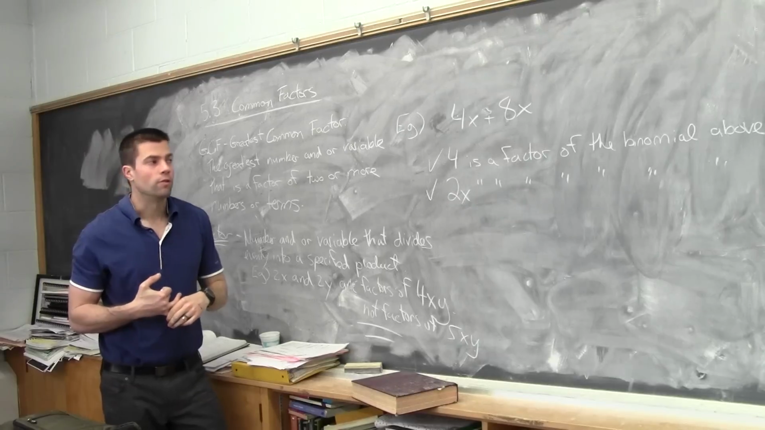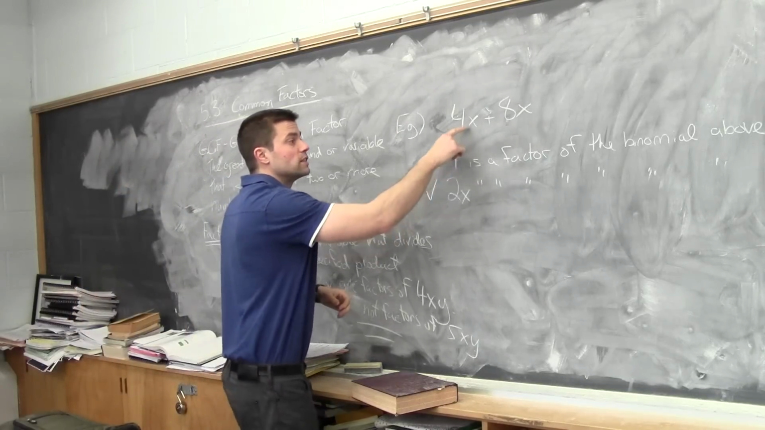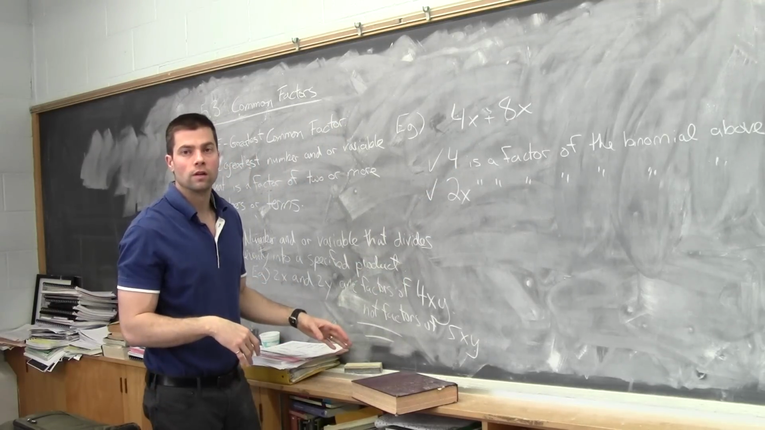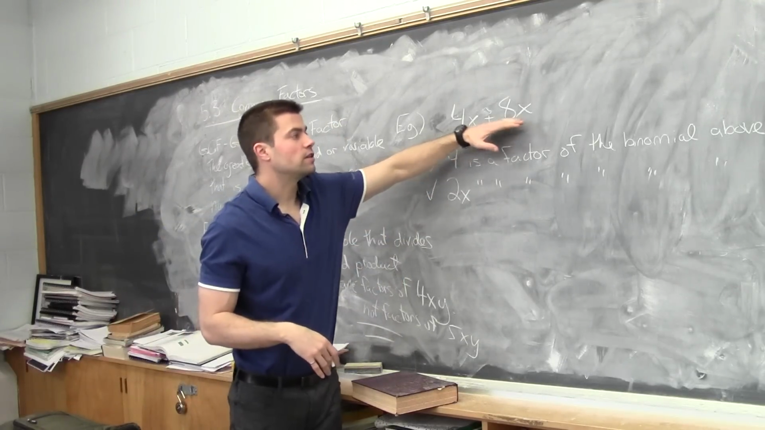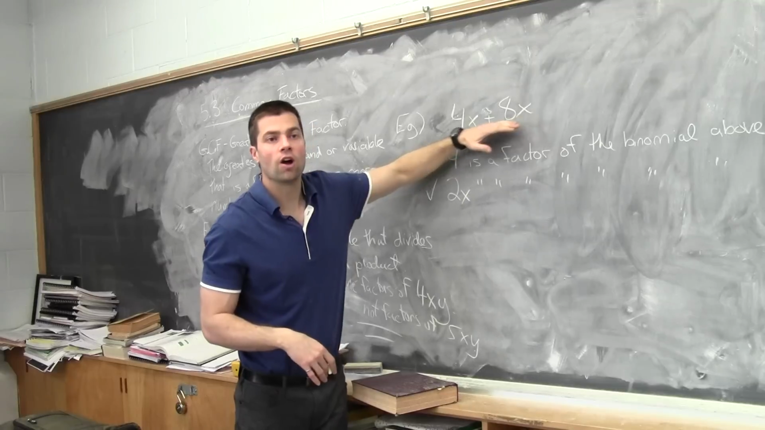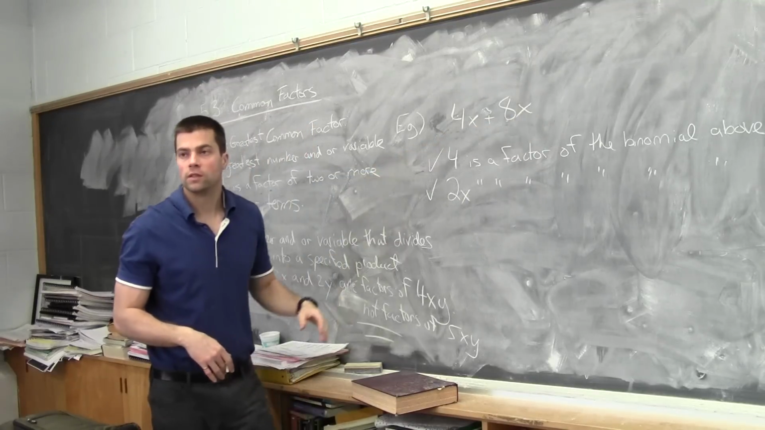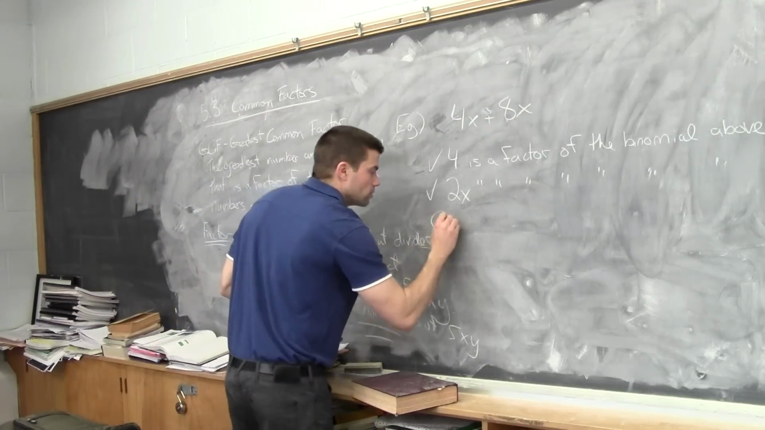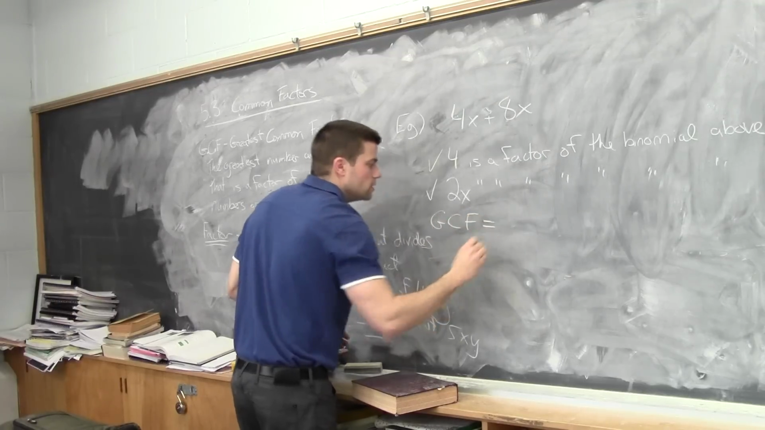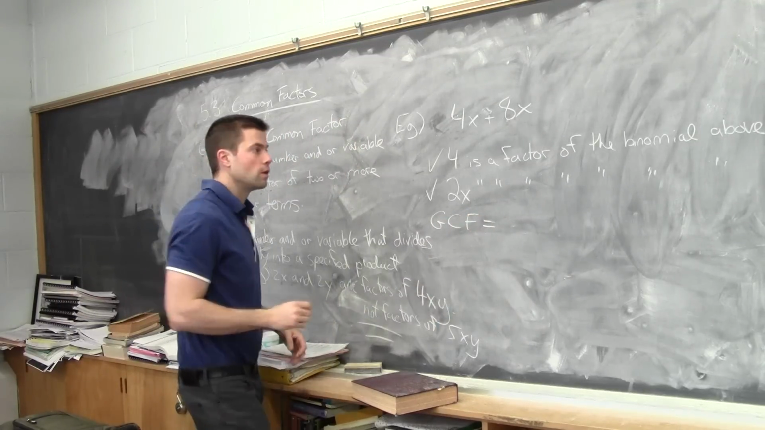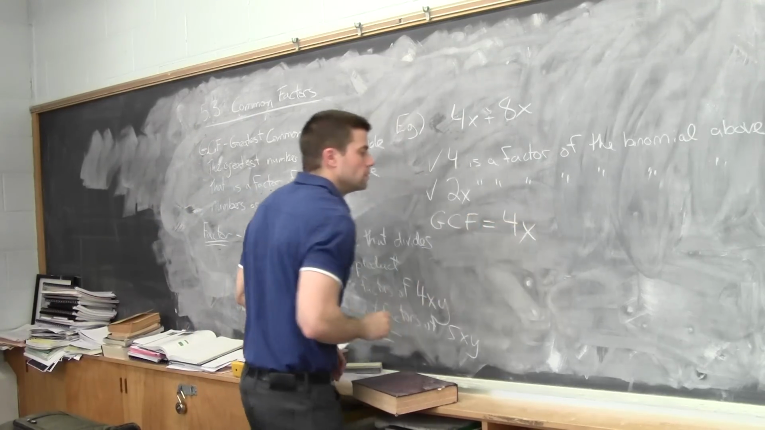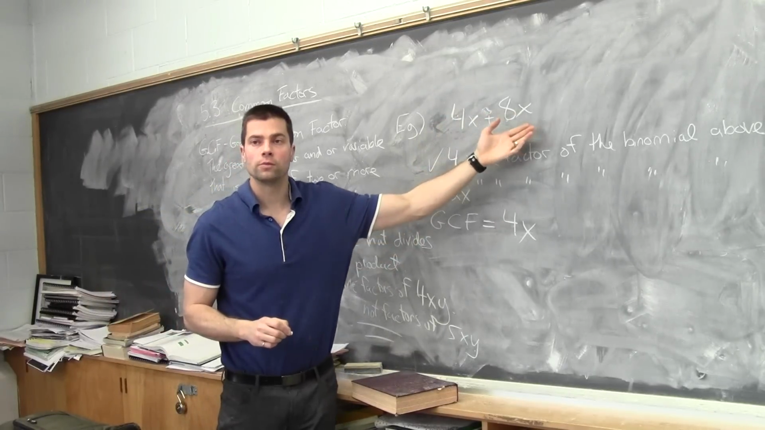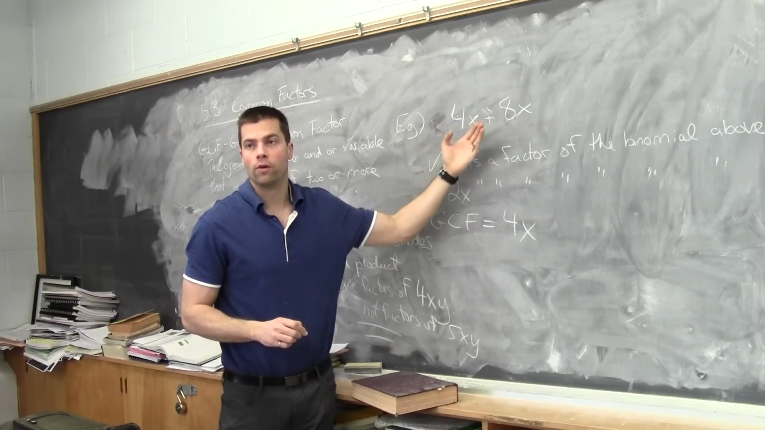The reason why is 4 is the greatest number that divides into both of these, so I would agree with that. You're close with 4. However, it's not the greatest common factor because there's something else that's common between these two terms, and that's the x value. So Harik, what is the greatest common factor? So greatest common factor is equal to, in this case? 4x. Good, 4x. And the reason why is because it's the biggest number that divides into both terms, and it's also the biggest variable.